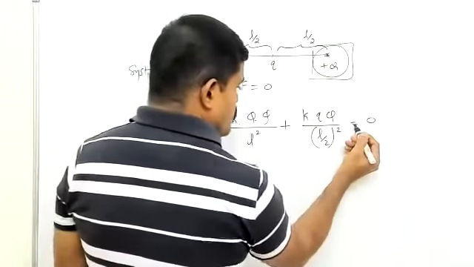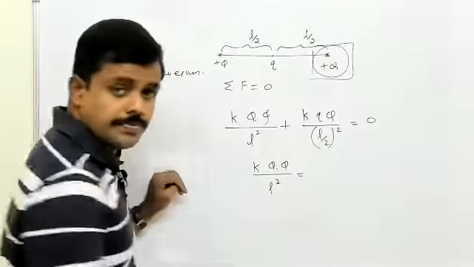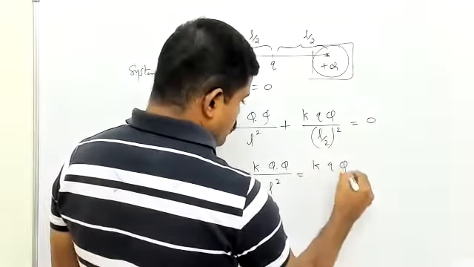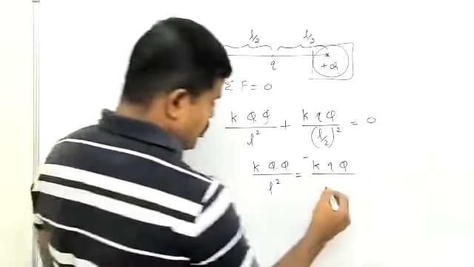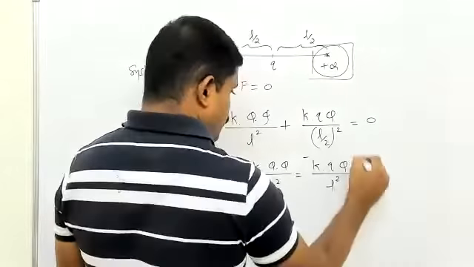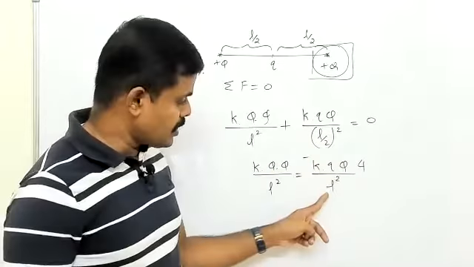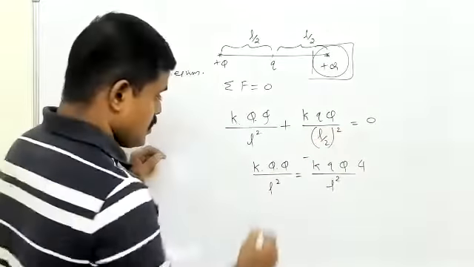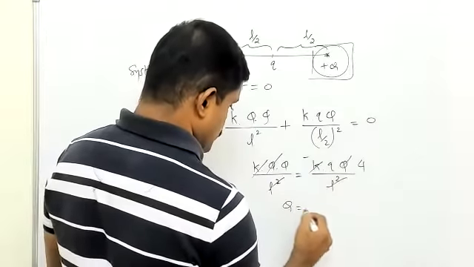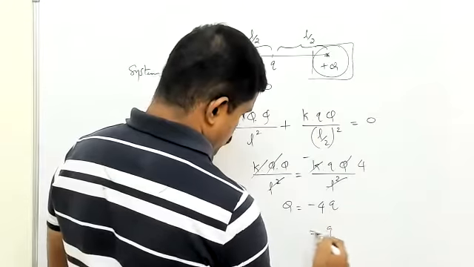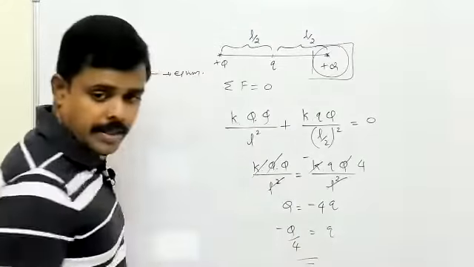So, this should be equal to 0. Let us take it over to the right hand side. K into Q by L square is equal to K into q, of course it is negative, divided by L by 2 the whole square, which is L square by 4. L square is in the denominator, so 4 goes to numerator. Then Q and Q are cut, K and K are cut, L square is cut, you get q is equal to minus 4Q, or small q is equal to Q divided by 4 with a negative sign. Answer is minus Q by 4.